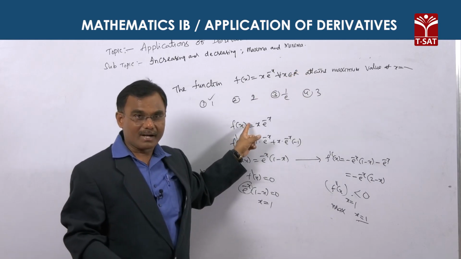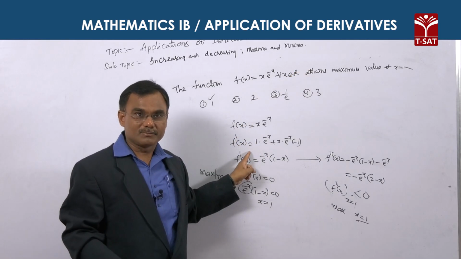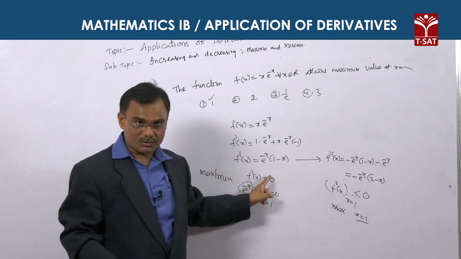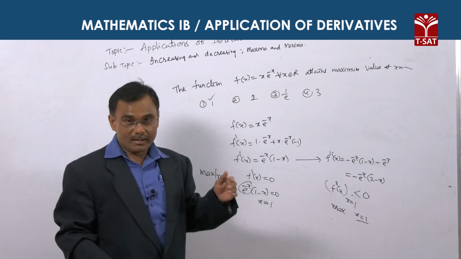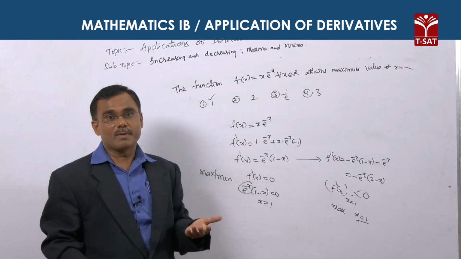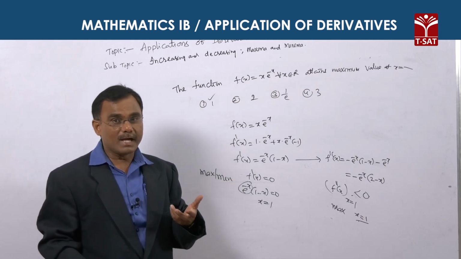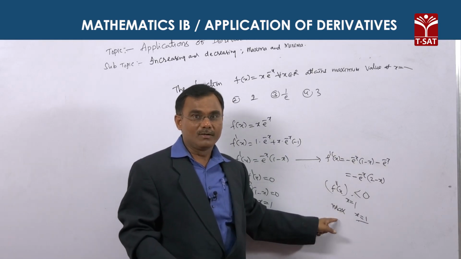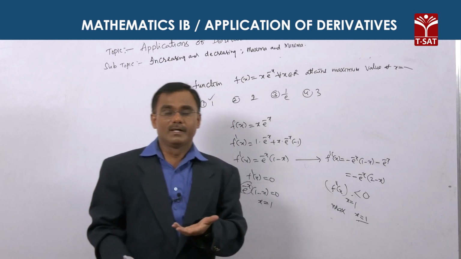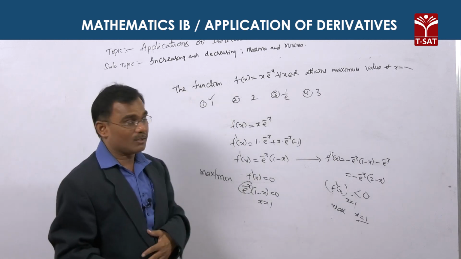First find f dash x. For maximum or minimum, f dash x equals 0. Since e power minus x is positive, we get x equal to 1. At x equal to 1, the function is maximum or minimum. For deciding which, find the second derivative f double dash x and substitute x equal to 1, which is negative. That's why the function has a maximum value at x equal to 1.